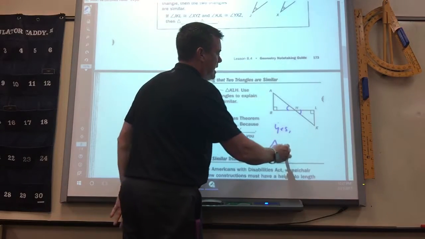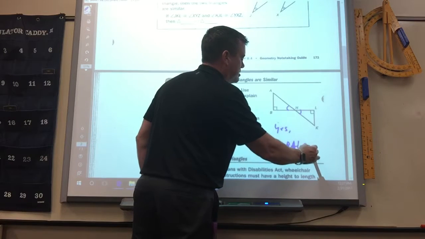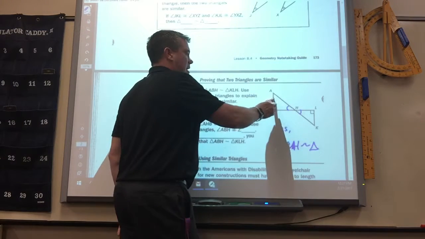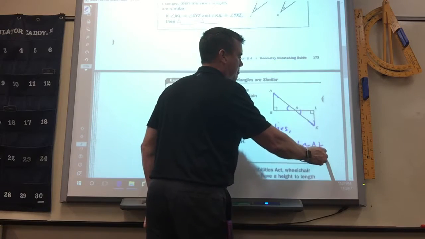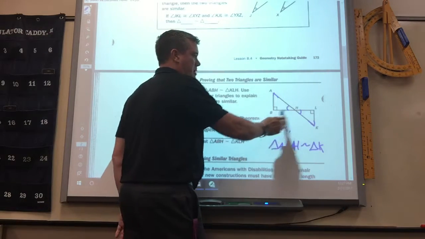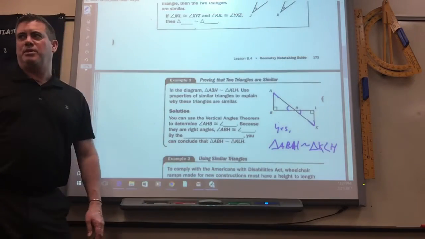So it'd be triangle ABH is similar. Since I put A first, I'd have to put K first because they're the same. And then I put B, so I'd put L and then H. So remember how to do the similarity statements?